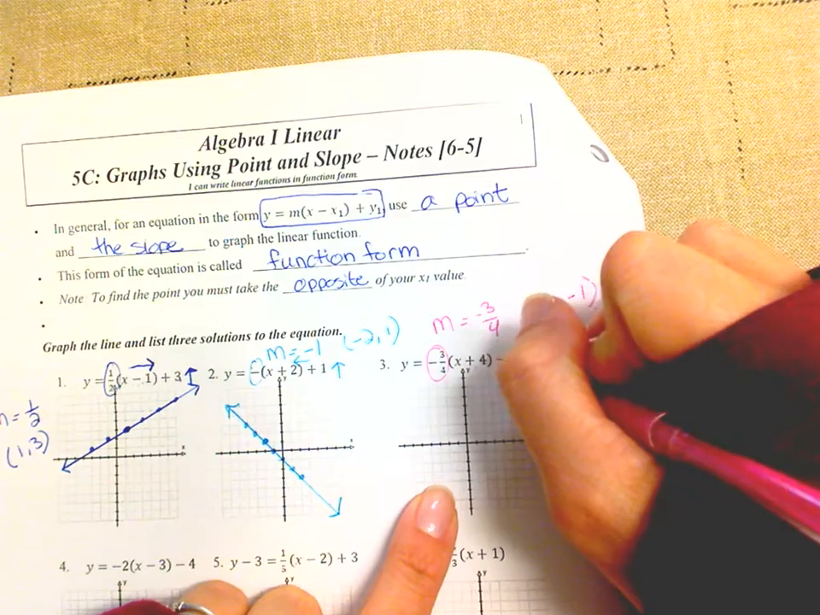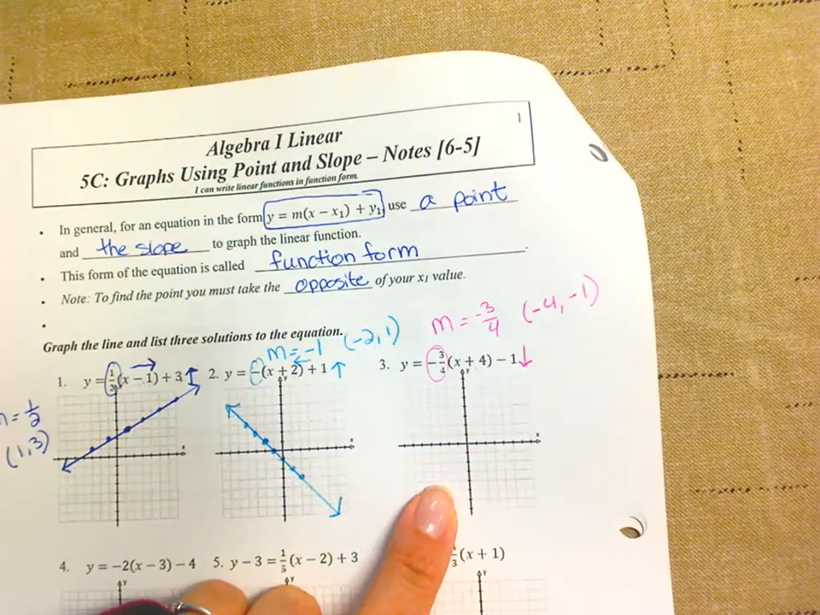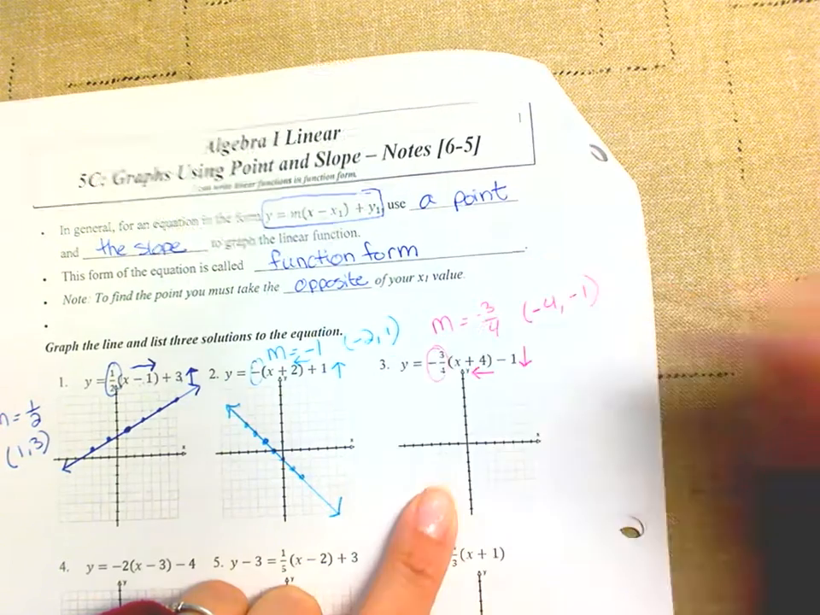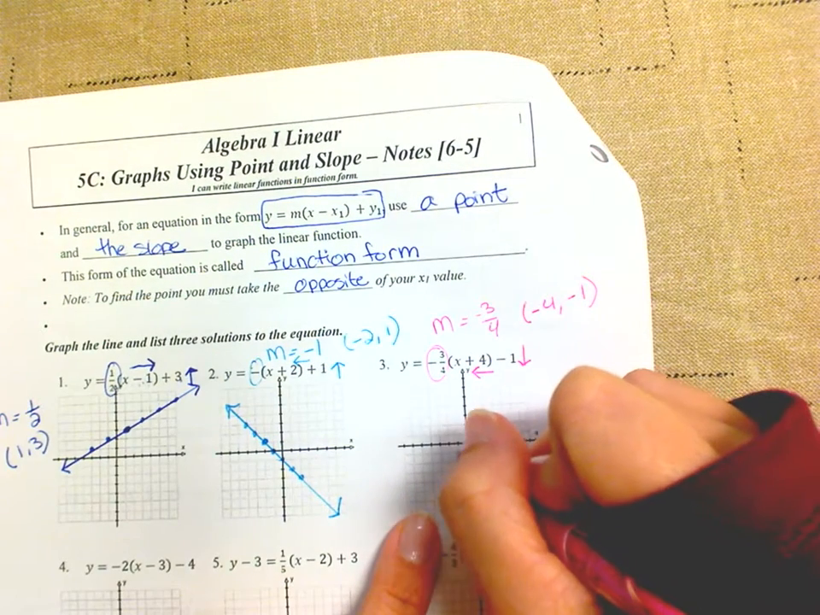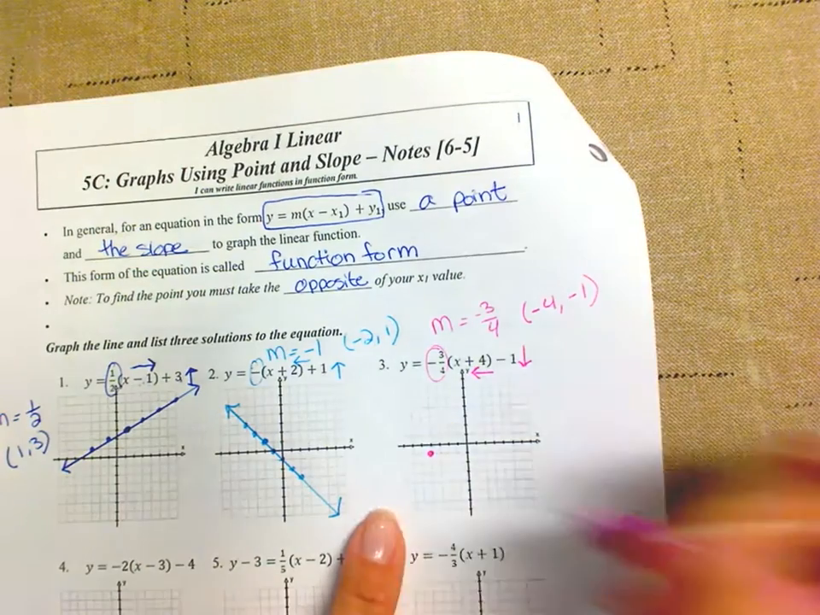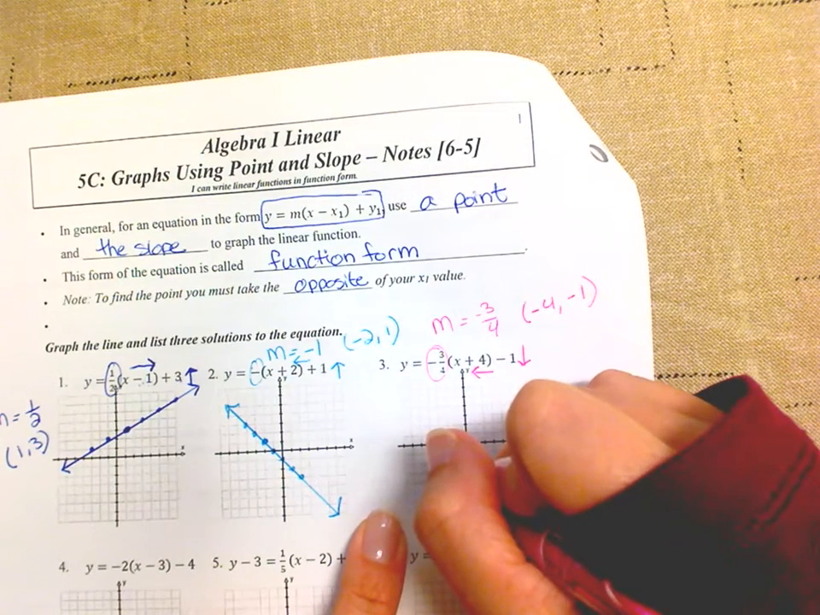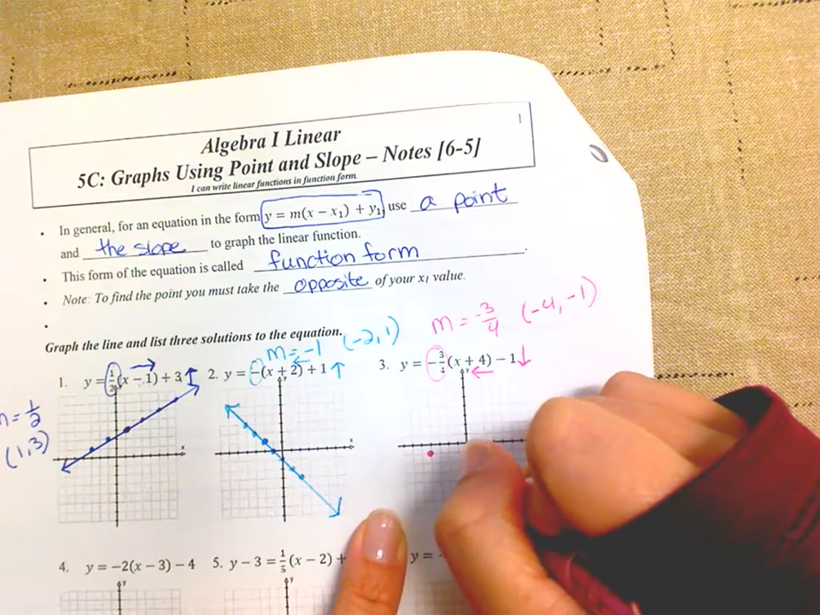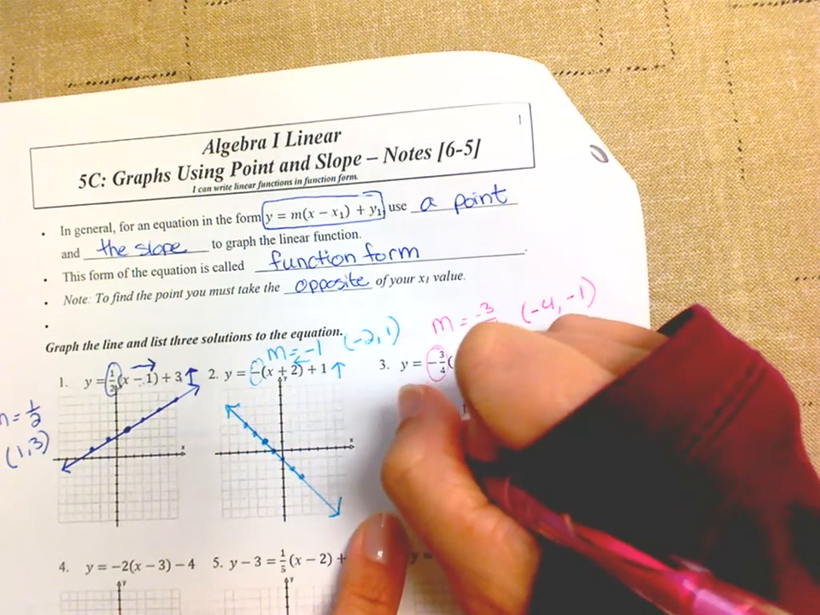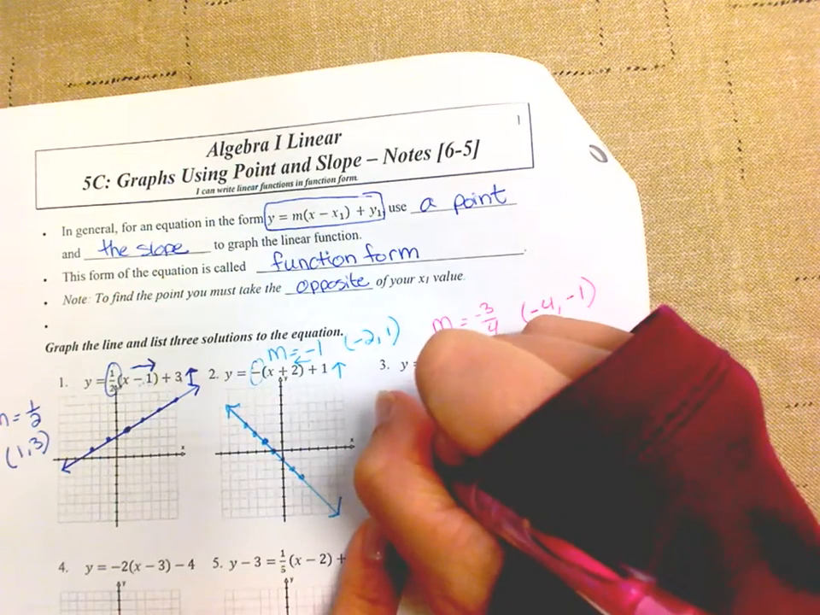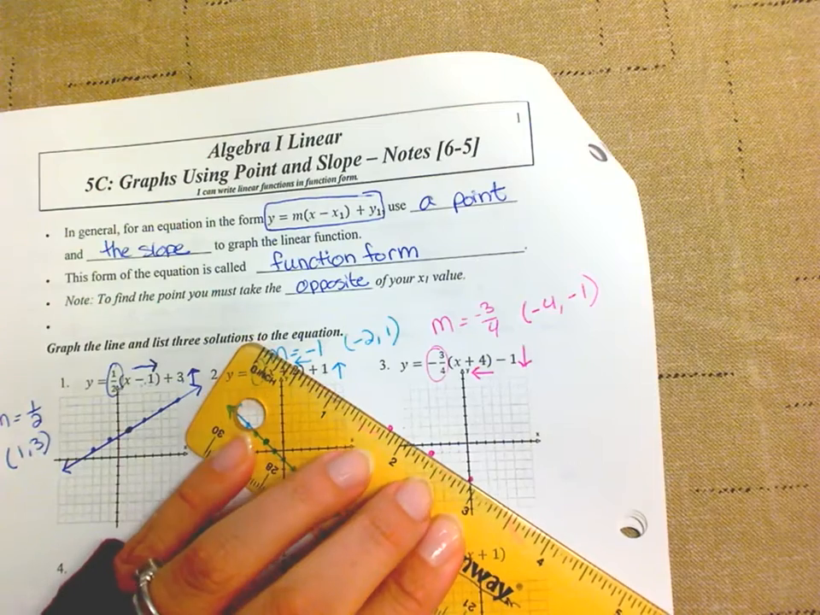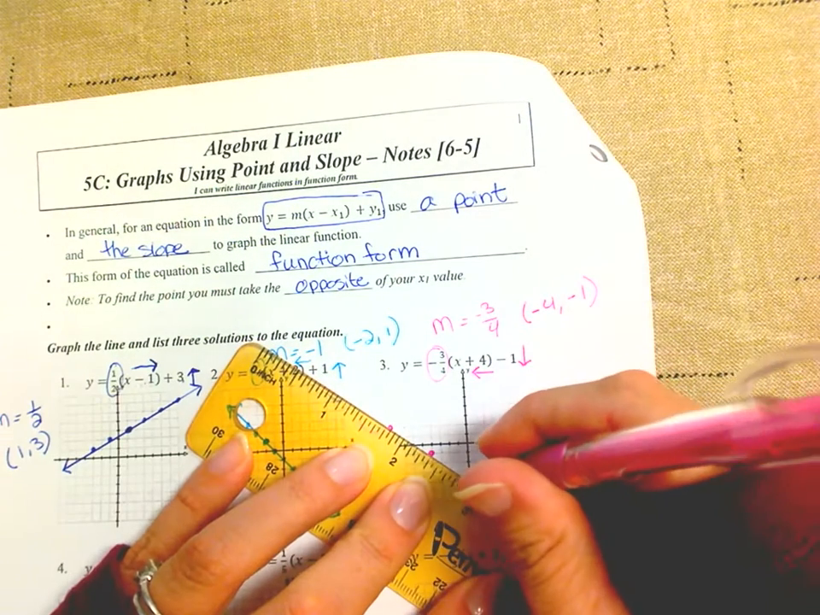If you want to, you can write your arrows in here. The -1 means you're going down 1, +4 means you're going the opposite way, back 4. Down 1, 2, 3, 4. This is your starting point, and then do your slope. Down 2, 3, over 2, 3, 4. Up 2, 3, back 2, 3, and we go off, but that's okay. Here we go.